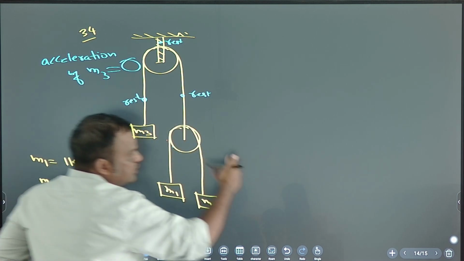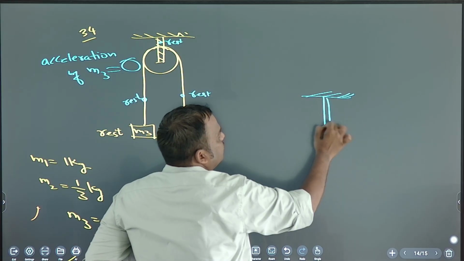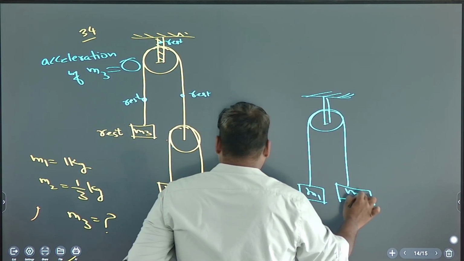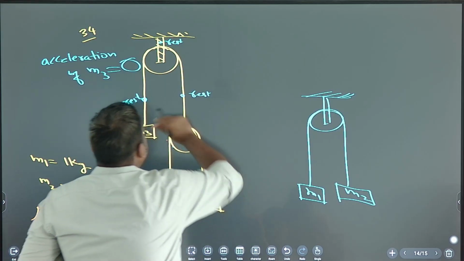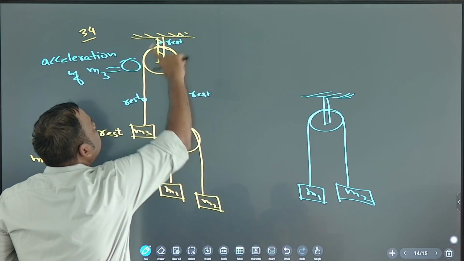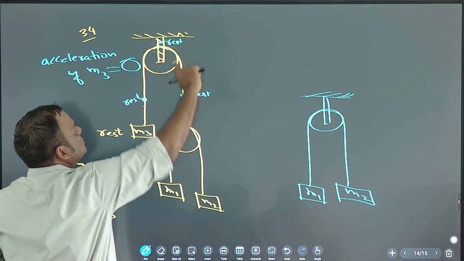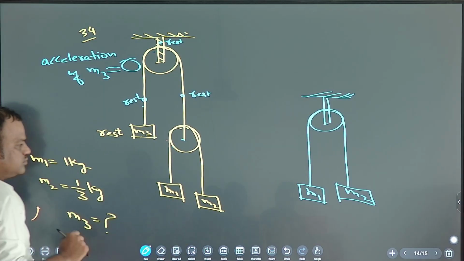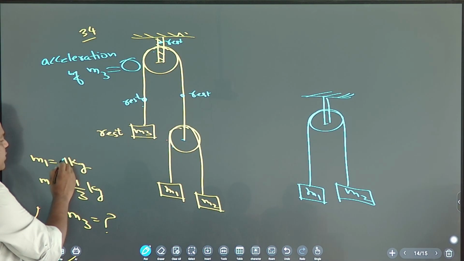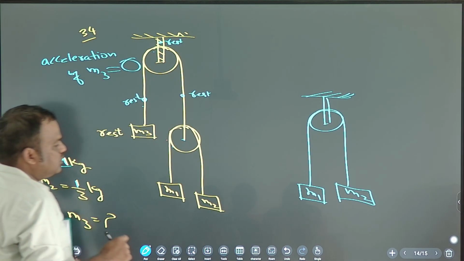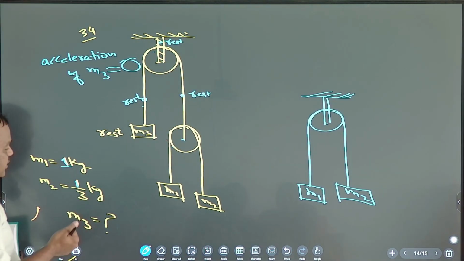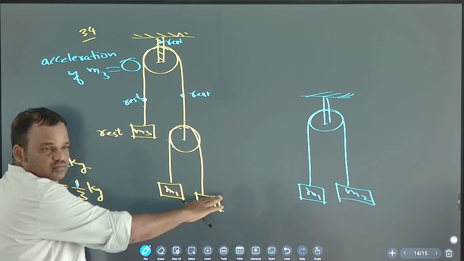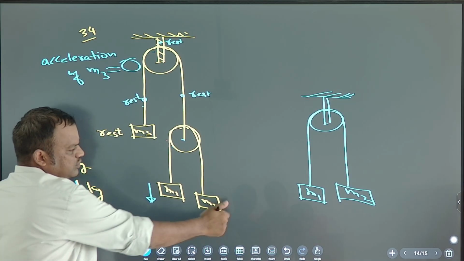Now this question is like this. We have one block here, M1, and another block here, M2. Everything up to here is at rest. All these points are at rest. But are M1 and M2 the same mass or different mass? Different mass. So which is heavy? M1 is heavy, good. So which will go down? M1 will go down, M2 goes up.